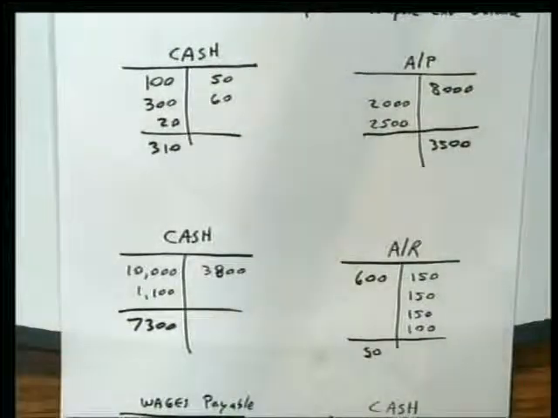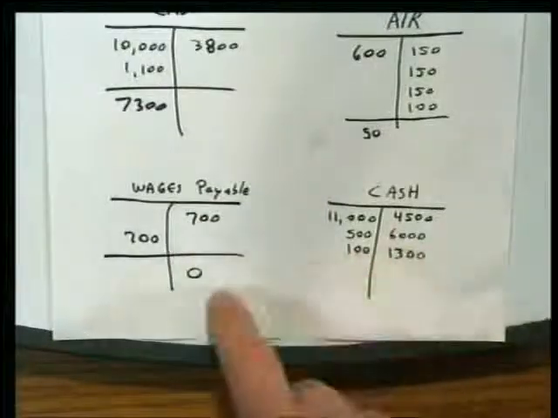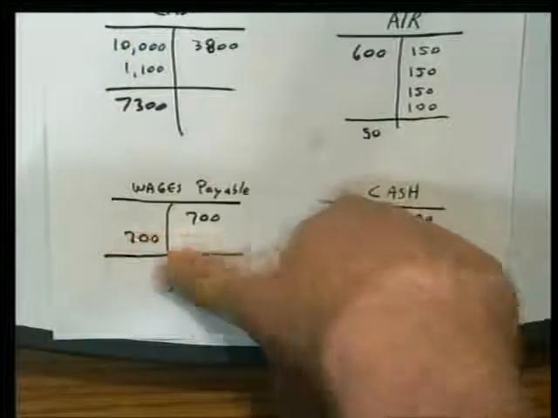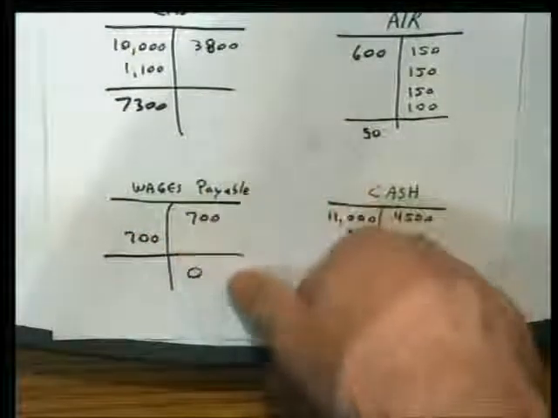All right, let's go ahead and look at these bottom 2. We'll get to this guy in a minute. Wages payable: we had a liability, we set it up, and then it looks like we paid it off, didn't we? Okay, so now we owe 0.